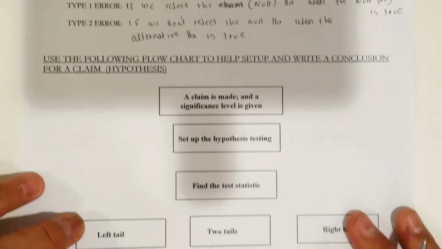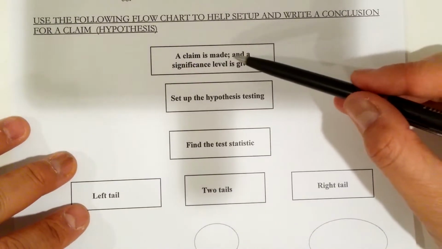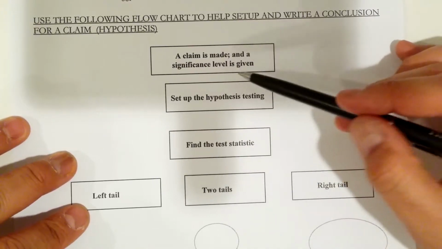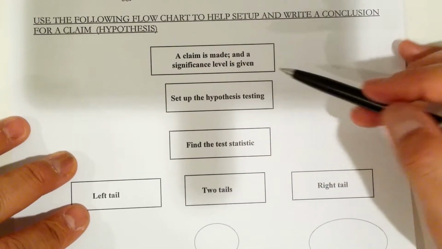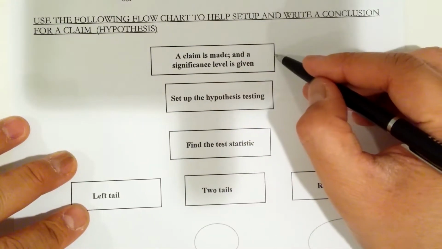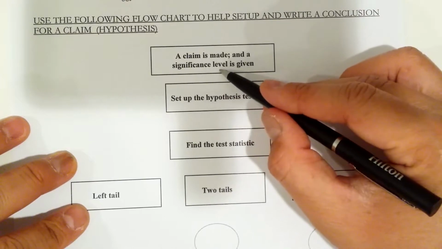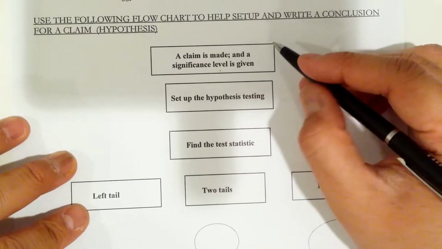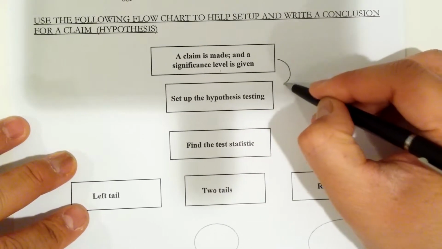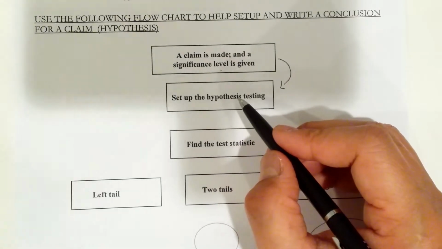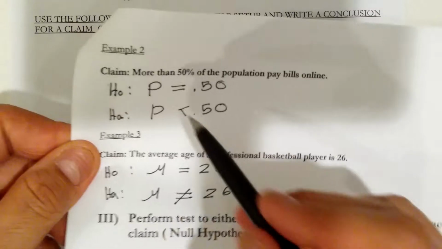I made this flow chart so that it makes it easier for you to go step by step to set up a claim, and then eventually to state your conclusion. A typical problem will involve a claim being made, and a significance level will be given to you. Once you have read your claim and identified the significance level, the next step is to set up your hypothesis testing. This is called setting up hypothesis testing.